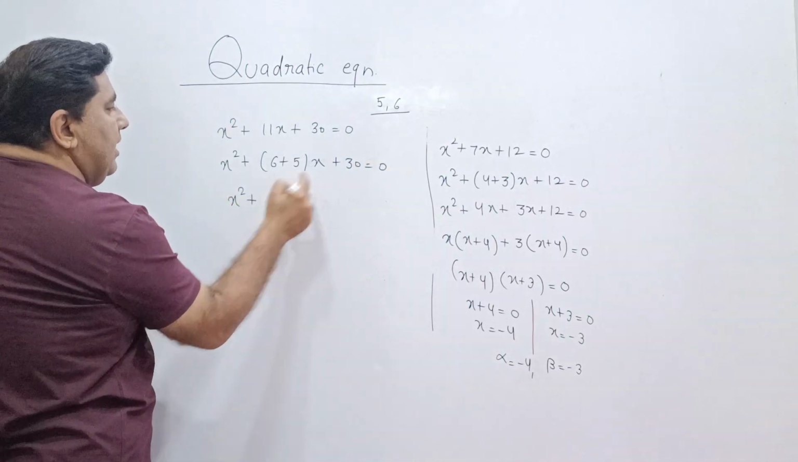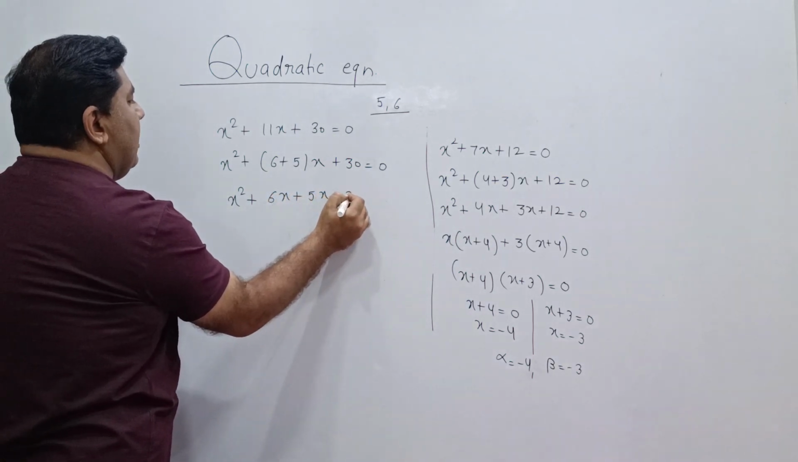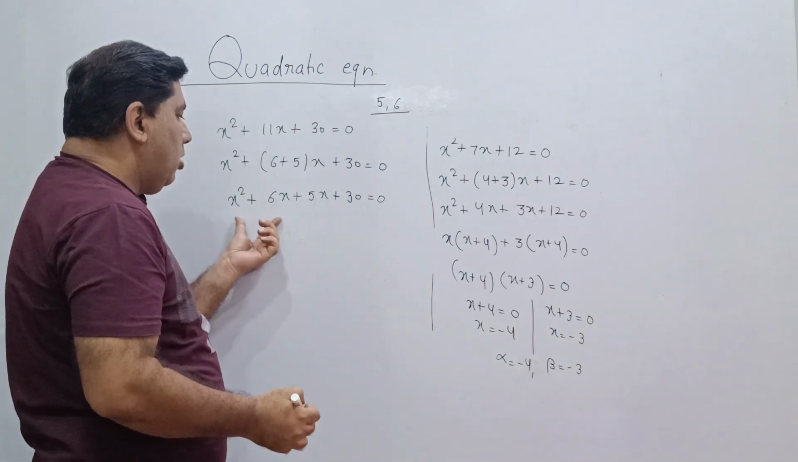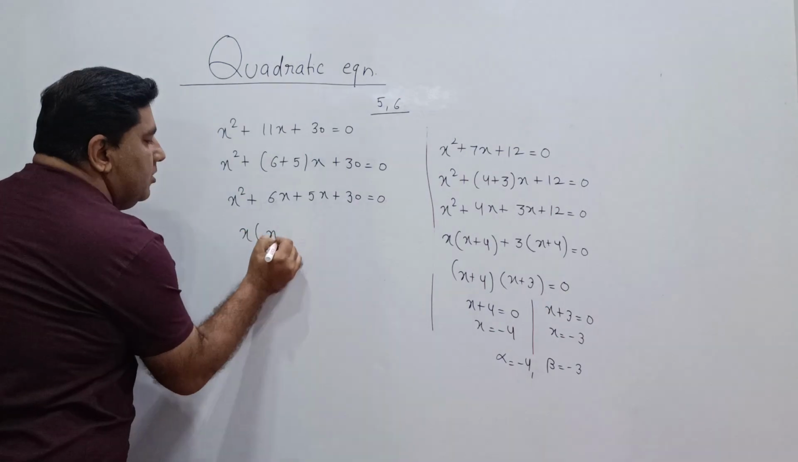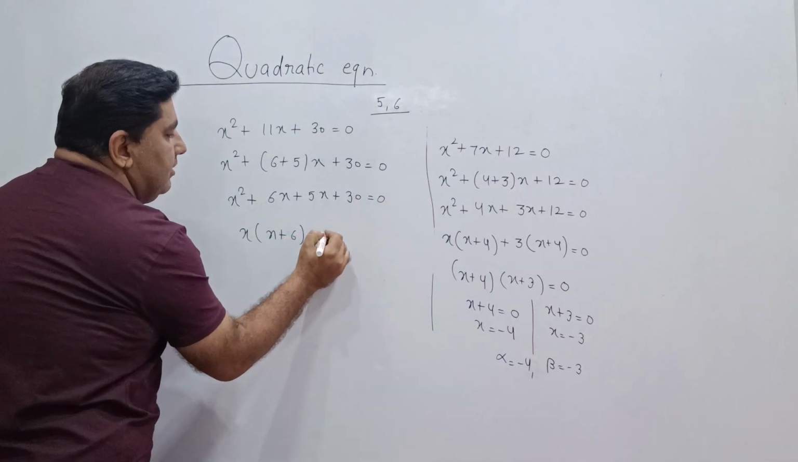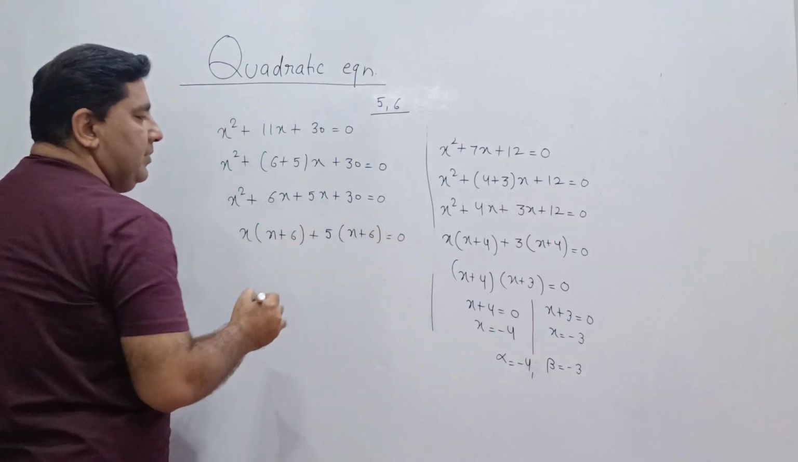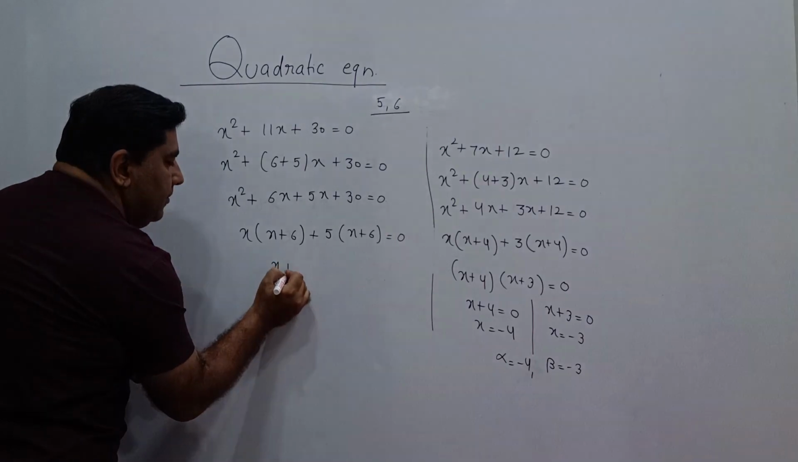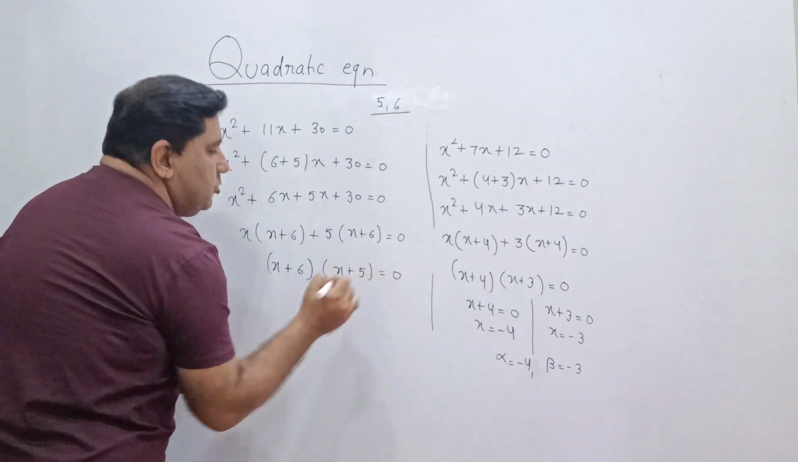Now if we multiply x from here, we get 6x plus 5x plus 30 equals to 0. Now in the same way we can take common x from here. So we will get x plus 6. Taking 5 common, it will be x plus 6. 0 will be same. Now taking this bracket common, x plus 6, x plus 5 equals to 0.